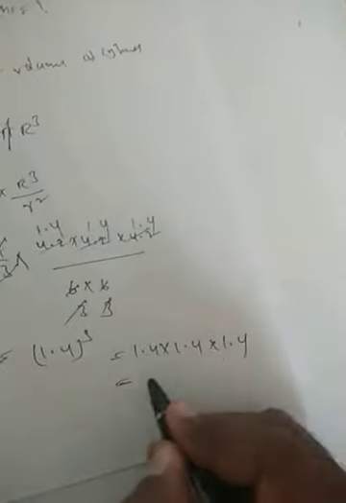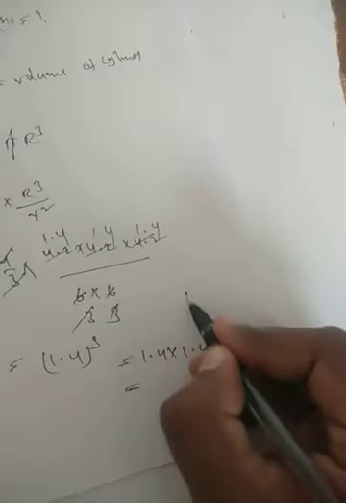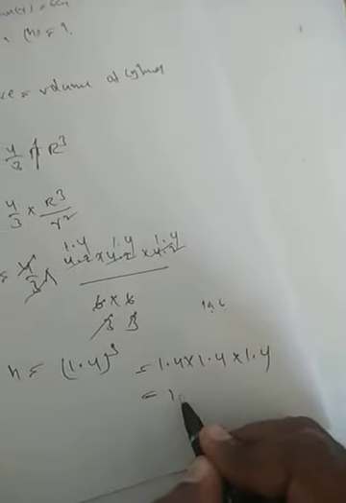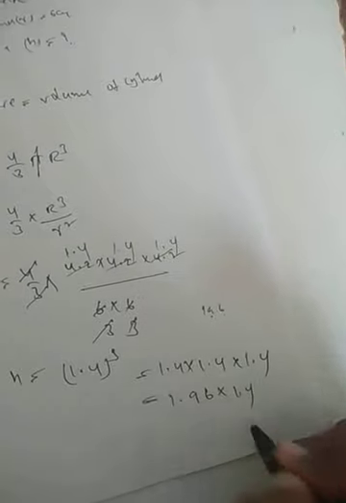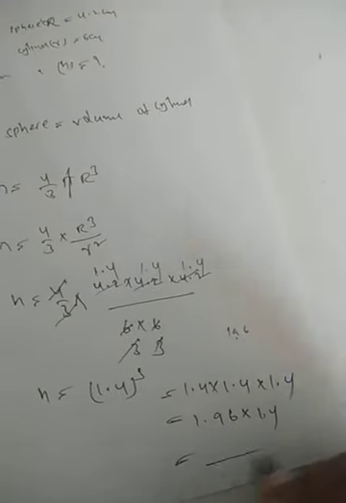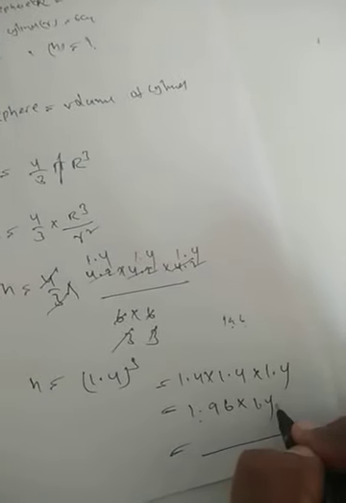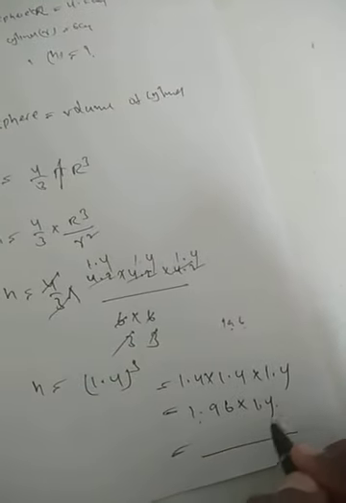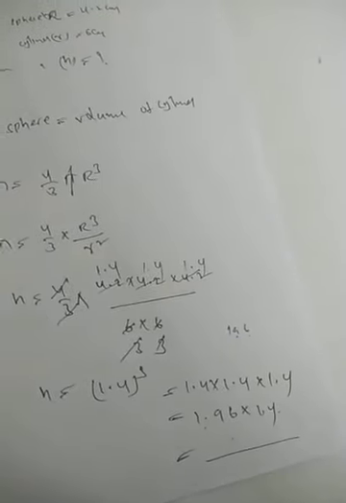Actually 1.4 into 1.4. 14 into 14 is 196. We have to use 2 decimals. So 1.96 into 1.4. What is the value? Just leave the decimals: do 196 into 14, leave 3 decimals for that and put the point, so that you will get the answer for this. Next, let us go for question number 2.